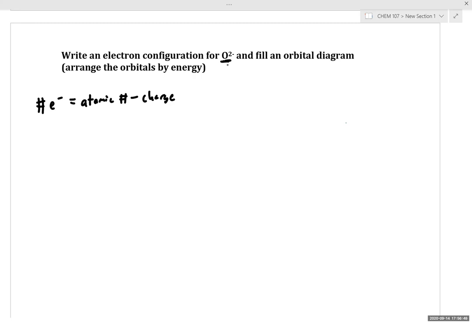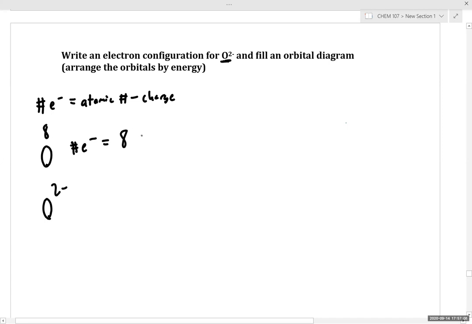Okay, so let's discuss. First, we know that oxygen's atomic number is what? 8. 8, exactly. So then for our number of electrons for O2 minus, we take our atomic number and subtract the charge. Our charge in this case is -2. So that gives us 10 electrons to work with.